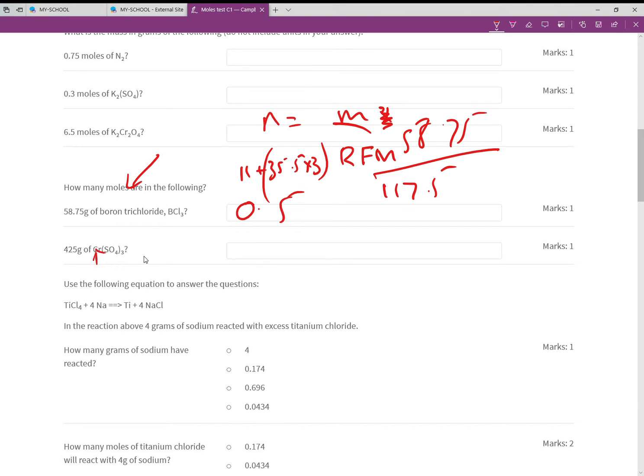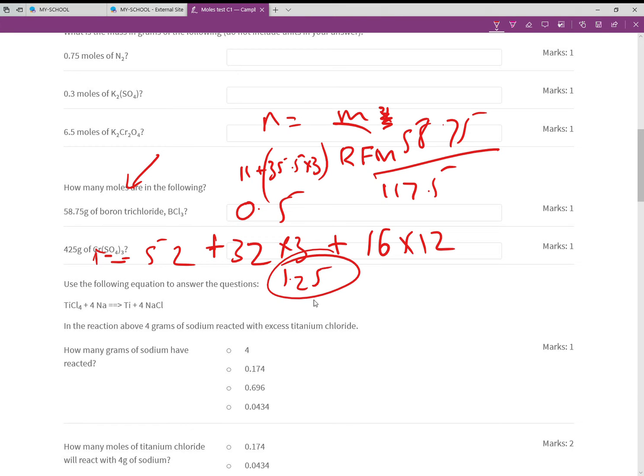Okay, here chromium is 52. We have 3 sulfurs, which is plus 32 for one of our sulfurs times 3, and we have 4 times 3, so plus 12 of our oxygens, each of which are 16. So 52 plus 32 times 3 plus 16 times 12, a big number here, so that's 340. So 425 divided by 340 is 1.25 moles would be your answer.